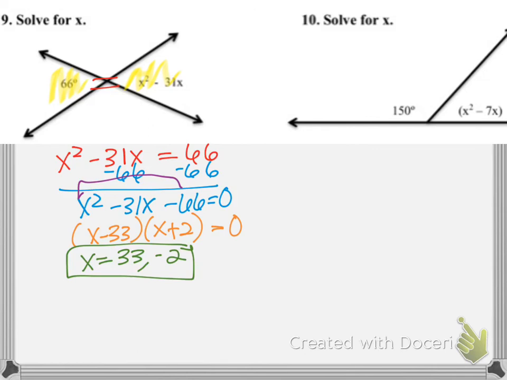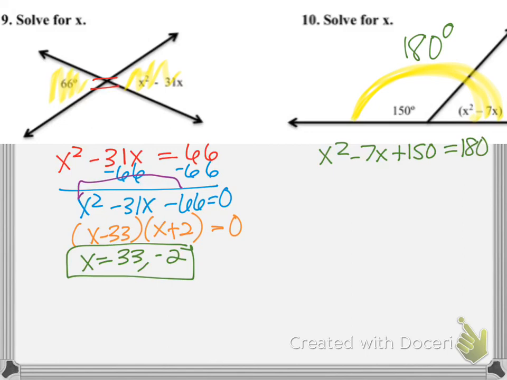So on the one we just did, we knew those angles were equal. Here, we know these two angles are going to add up to be 180 degrees. And so you would do x squared minus 7x plus 150 is equal to 180. And before you can factor it, you have to get it equal to 0.